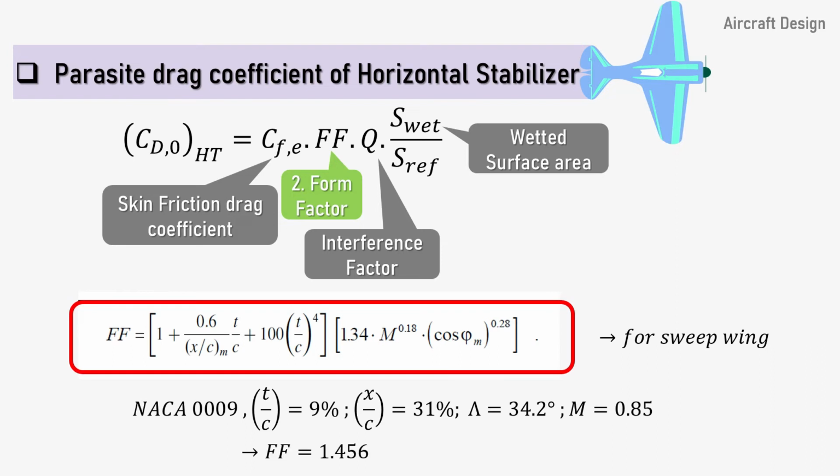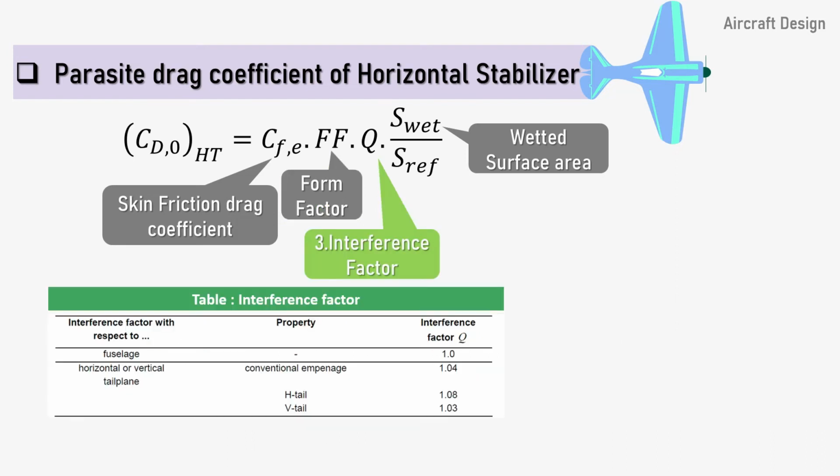Okay, next is the interference factor with respect to the conventional empennage. Now this factor depends on the type of your empennage. If it is an H tail, a V tail configuration, or a conventional one, your interference factor will vary. Now choose this factor from the table. In case I have used a conventional empennage design, my Q will be around 1.04.